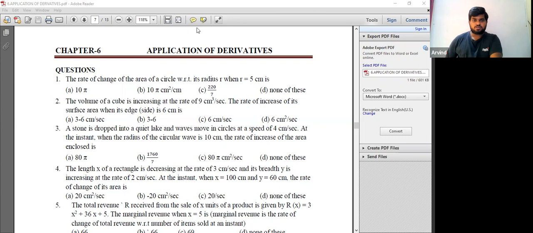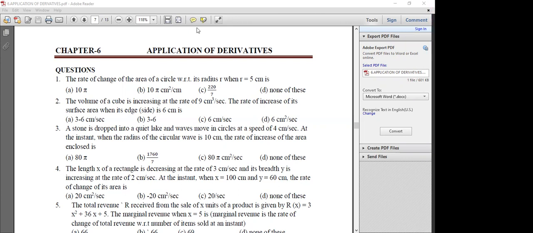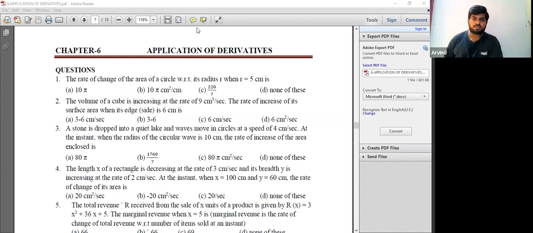The rate of change of area of a circle with respect to... Option A, sir. Option A, wrong. 10 pi. Wrong. B, sir. Option B. You found the value 10 pi, but it is a rate of change, isn't it? So 10 pi centimeter square per centimeter. What we found is dA by dr, right? You differentiate it with respect to r. Therefore, it will become 10 pi centimeter square per centimeter. That is the rate of change. Okay.